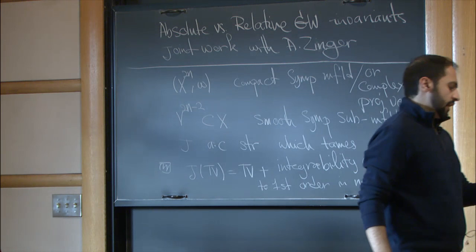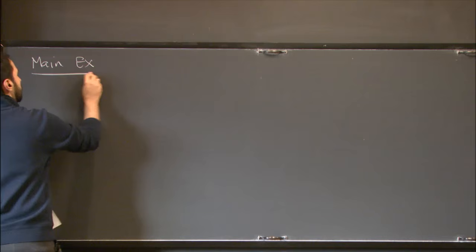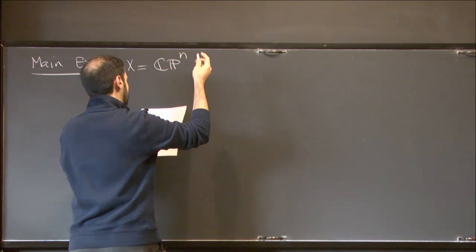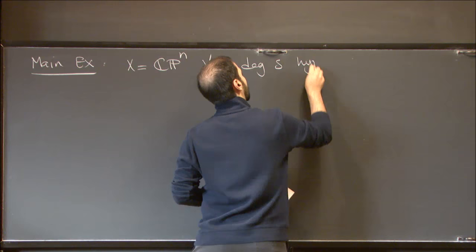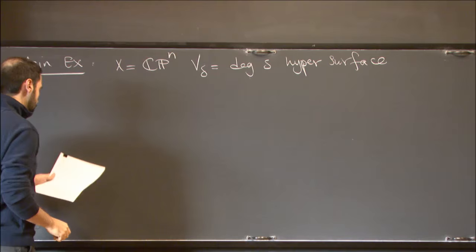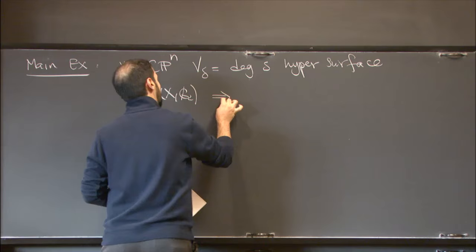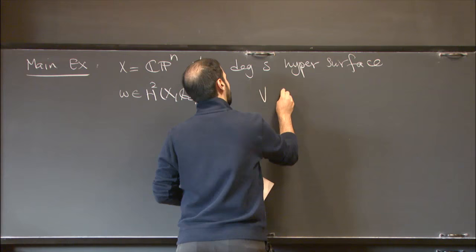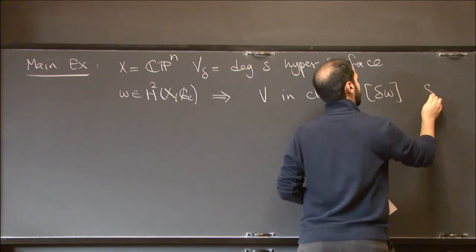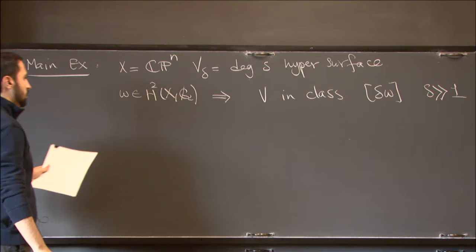Then the main examples are going to be, well, either projective space with a divisor of degree delta, a degree delta hypersurface. Or if you're doing symplectic geometry purely, so if omega is in H2 of X, Q, then by Donaldson we know that there are symplectic divisors V in class delta omega for delta a very large number. So these are the main examples.